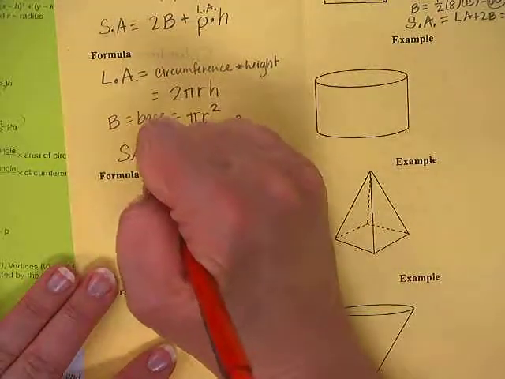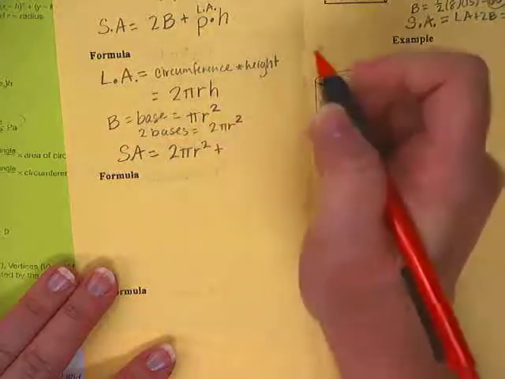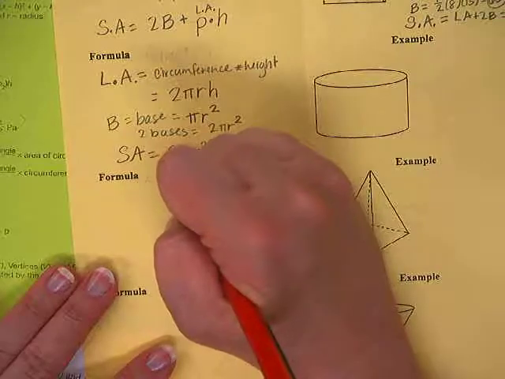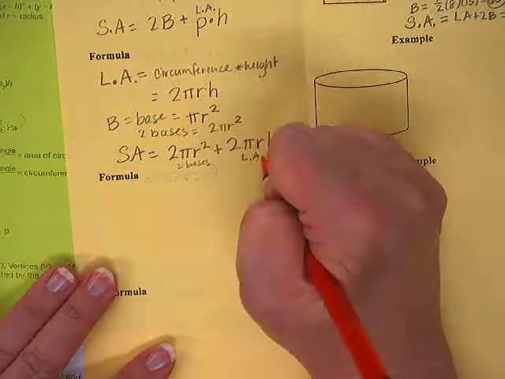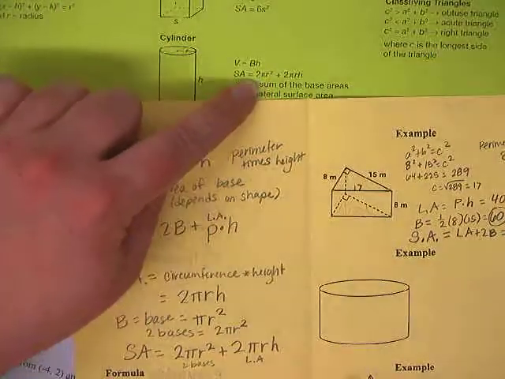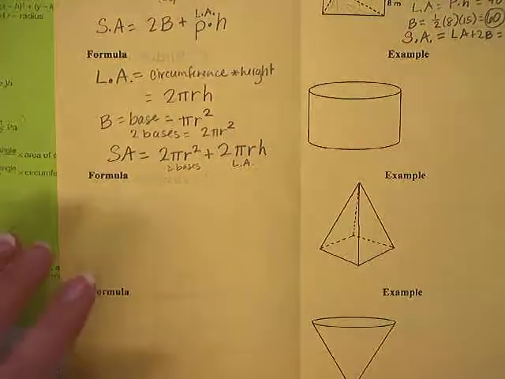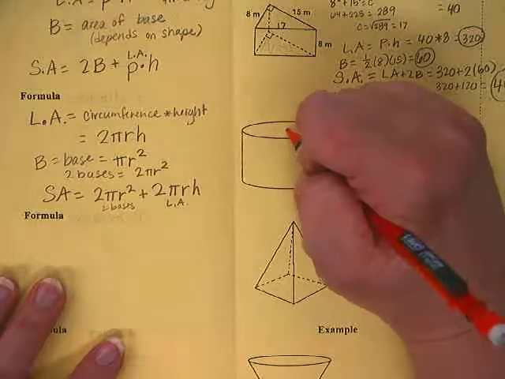Right? So that means that the total surface area is found by adding the bases, 2 pi r squared, plus the lateral area, 2 pi r h. So these are the 2 bases plus the lateral area. Now look at that formula. Does that look like that formula? It does, and it's just like the prism formula, the way that we created it.